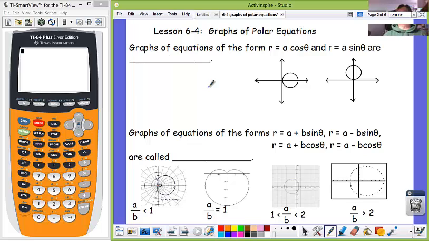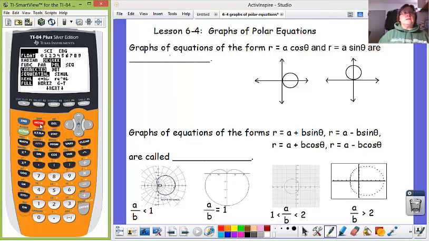Welcome. Today we're going to be looking at lesson 6.4, discovering the graphs of polar equations. And folks, they make some beautiful pictures, so it'll be fun today. What I'd like to have you do is get your graphing calculator set up first. I'm going to ask you to make sure that you get into degree mode, which is how I have mine set.